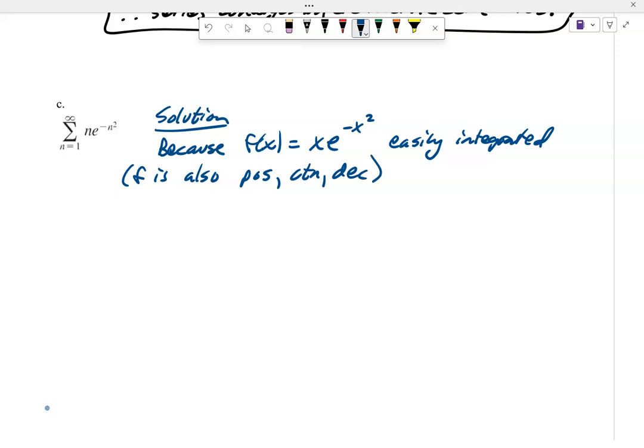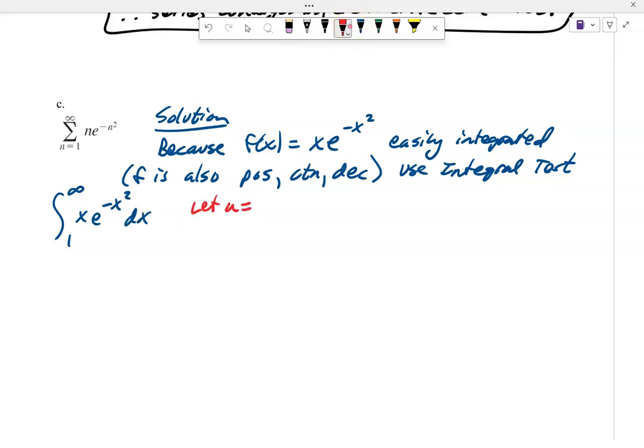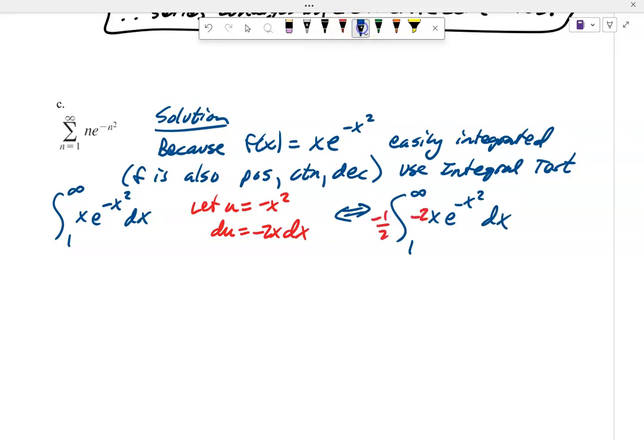Positive, continuous, and decreasing. So I can use the integral test, probably the most appropriate for this. So we're going to go from 1 to infinity of x e to the negative x squared dx, where I'm going to let u be that negative x squared. So I just need a negative 2x. I've got to offset that. And then I'm going to run that limit.